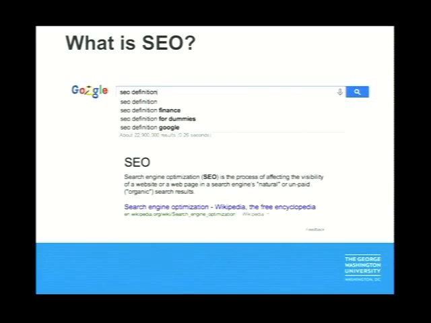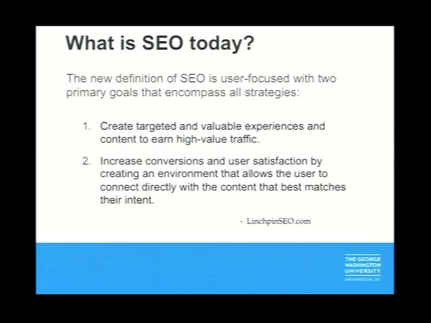It used to be you just added keywords in your metadata, and you tried to use those keywords in your content, and you were good. It's far more complicated now. The new definition of SEO, and this comes from linchpinseo.com. There are a lot of people trying to write a new definition for SEO, and this is probably the best that I've seen. So it's to create targeted and valuable experiences and content to earn high-value traffic. And it's to increase conversions and user satisfaction by creating an environment that allows the user to connect directly with the content that best matches their intent.